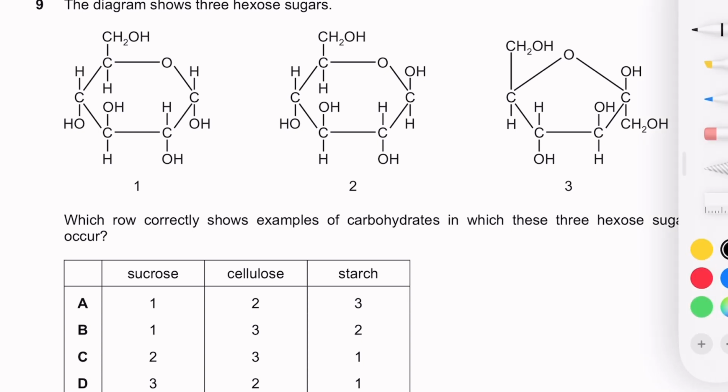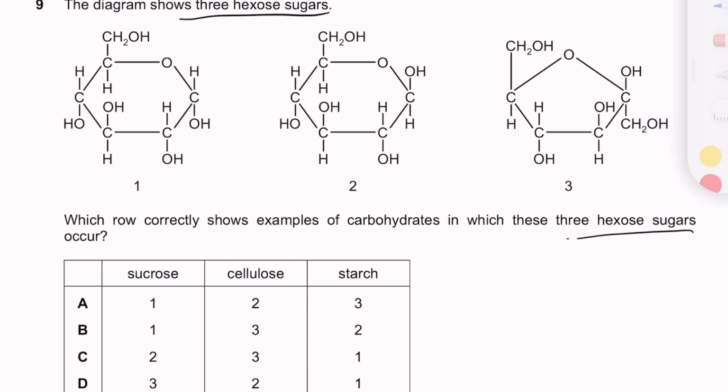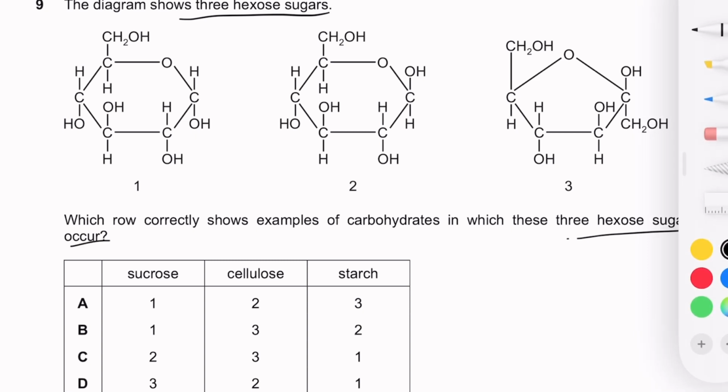the diagram shows 3 hexose sugars. This is a repeated question all throughout 2019. Which row shows examples of carbohydrates in which these 3 hexose sugars occur? Okay. So sucrose is going to have 3, which is fructose, and you can identify that by the 5-membered ring structure and the 2 side chains compared to the 6-membered rings over here. So 3. Okay, cellulose is going to contain beta glucose, which we can identify by looking at the carbon number 1's hydroxyl group.